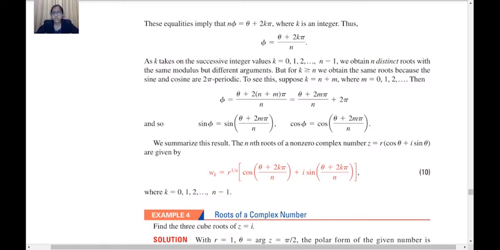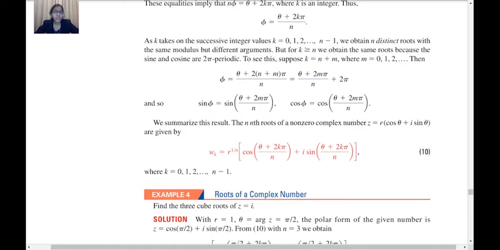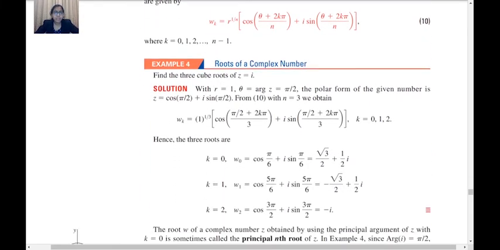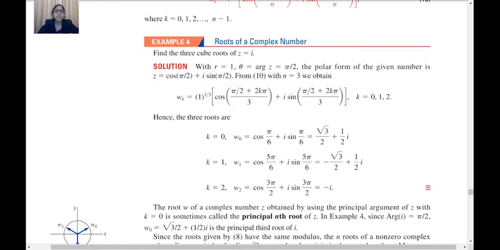We can see that after doing an example. So example 4: we are asked to find the 3 cube roots of z. Actually there will be only 3 distinct ones. So we are asked to find the cube roots of z equal to i. We are given the complex number. With the help of that, we are going to determine what r and theta are, right? R is nothing but the modulus. If you see the polar form, here r is 1, and theta will be the argument of z.